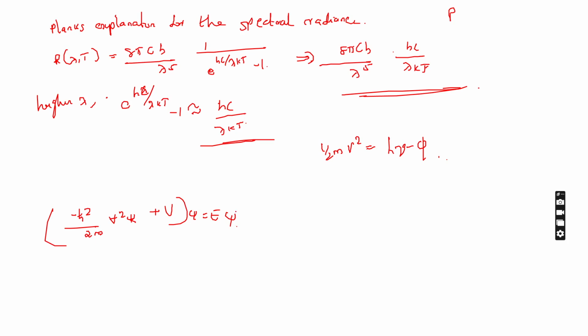From here we can tell about the probability of finding a particle between x and x plus dx distance, that is psi star psi dx or mod psi squared dx.